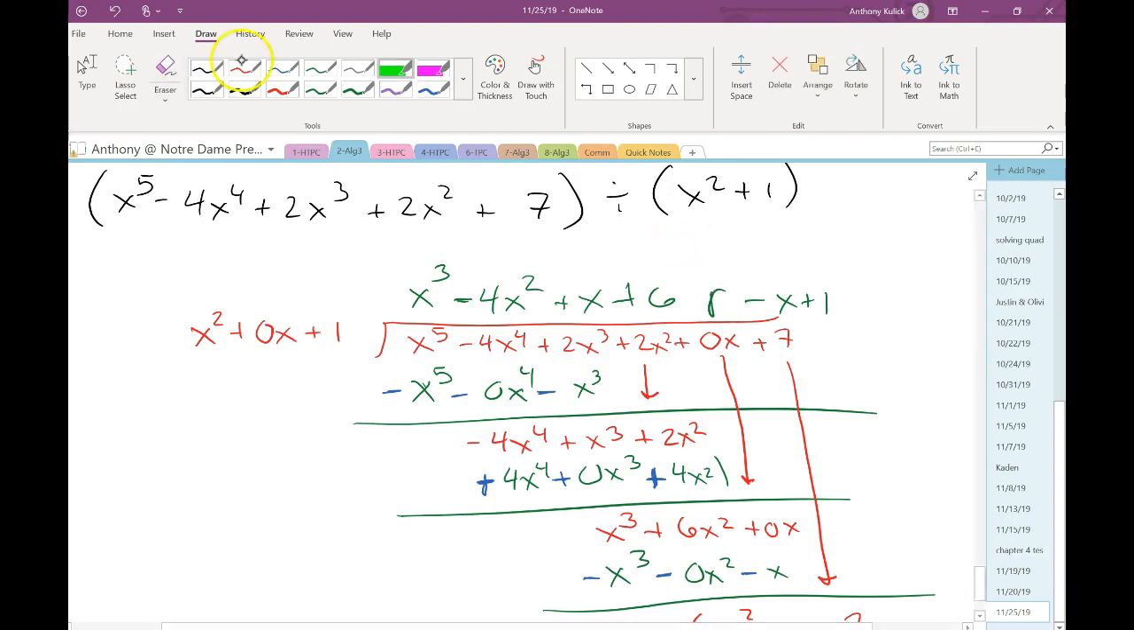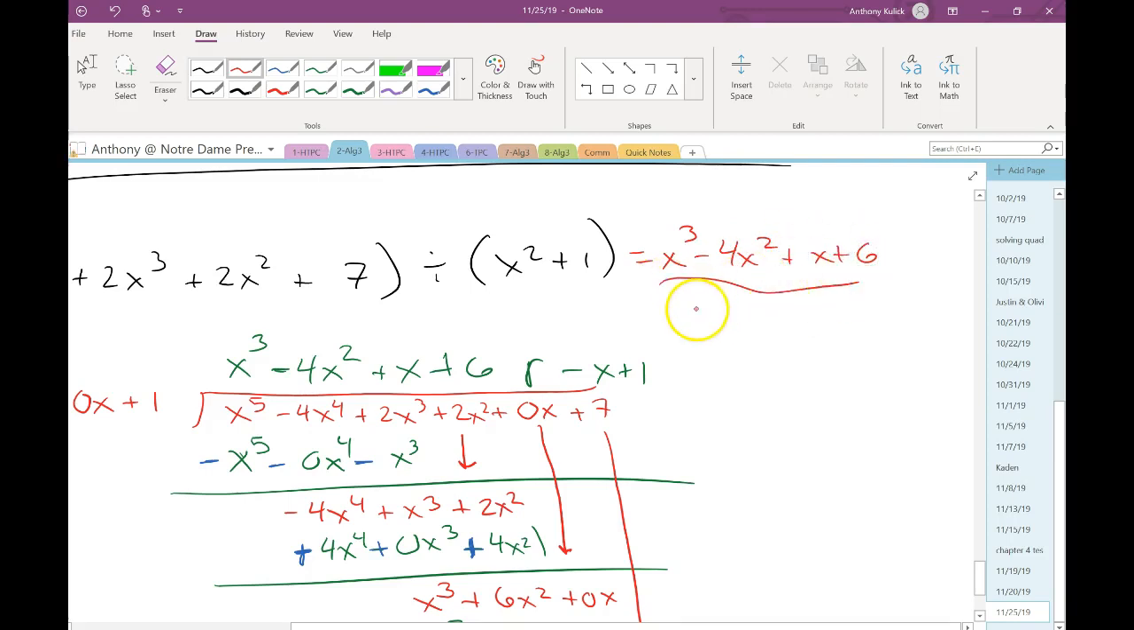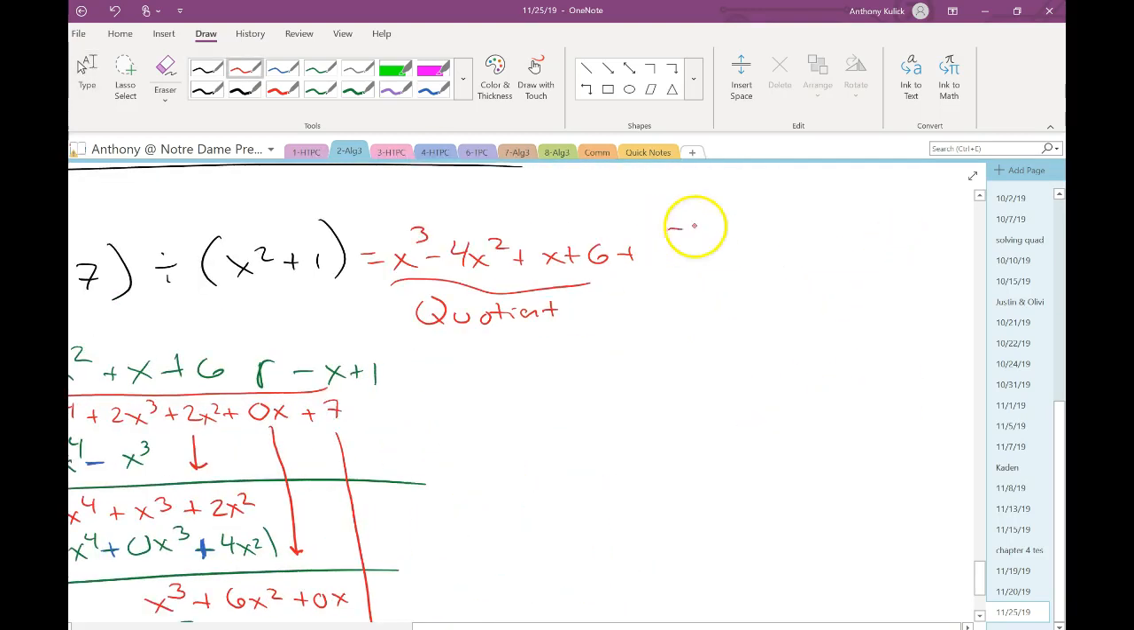So, the way I'd write my final answer then is x cubed minus 4x squared plus x plus 6. Remember, what do we call that part as a name? It's the quotient. And then we have plus the remainder over the divisor.